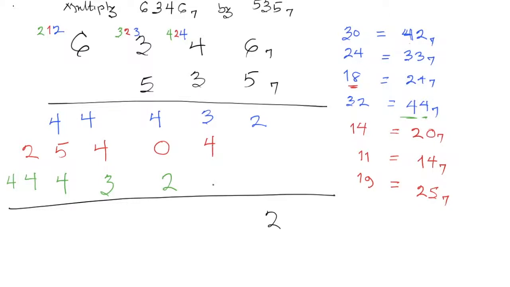3 plus 4 is 7. We can't write down 7 because we're in base 7. So 7 in base 7 is 1 bunch of 7 and no units. So that's 0. We move our 1 right here.